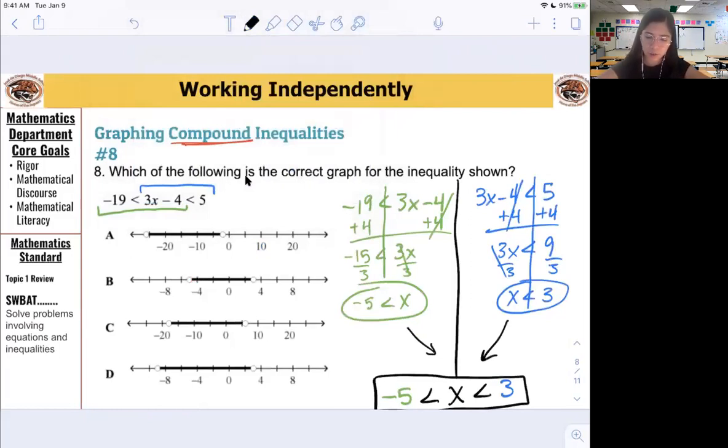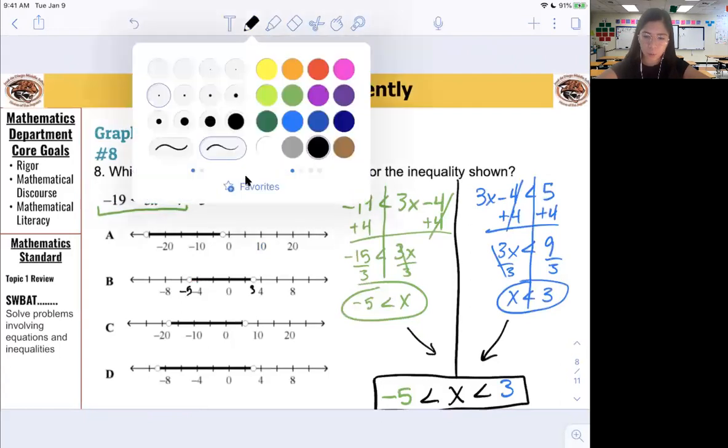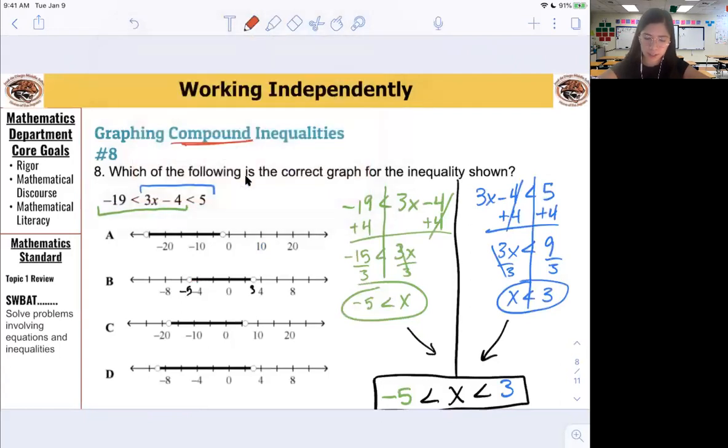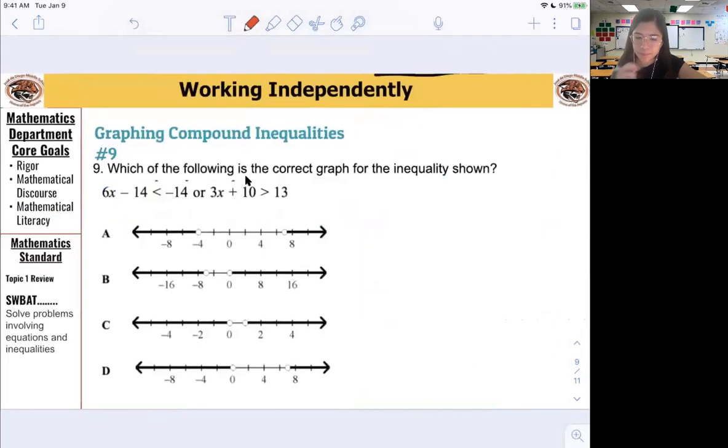And if you look at answer choice B, that's my negative 5. That's my positive 3. We have open circles on both because we have less than symbols, not less than or equal to, just less than. So I've got open circles and I'm shading everything in between. X is between negative 5 and positive 3. That's number 8.